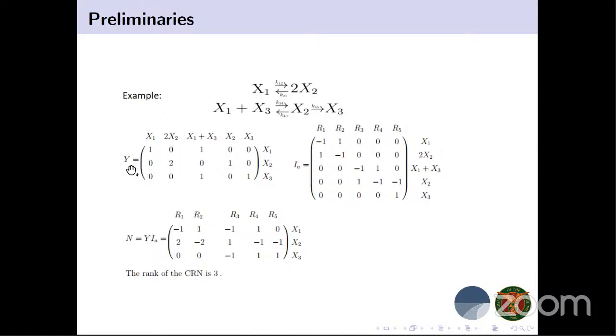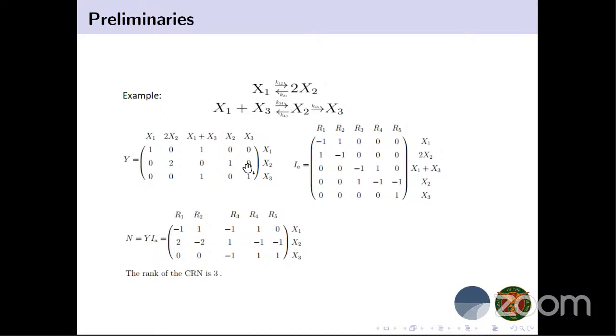So the first matrix Y is given by the following. It's indexed by M and N. These are the species, and these are the complexes, as we may see here in the CRN. For the first column, we consider this first complex. This complex is x1. The stoichiometric coefficient of x1 here is 1, and the rest is 0.